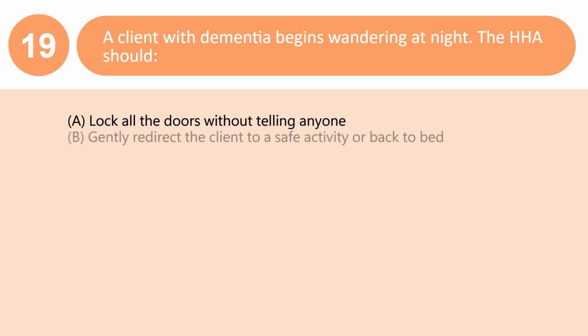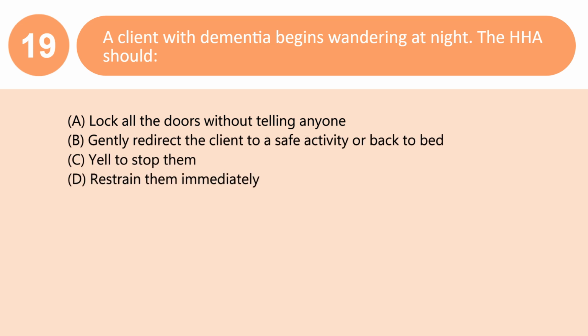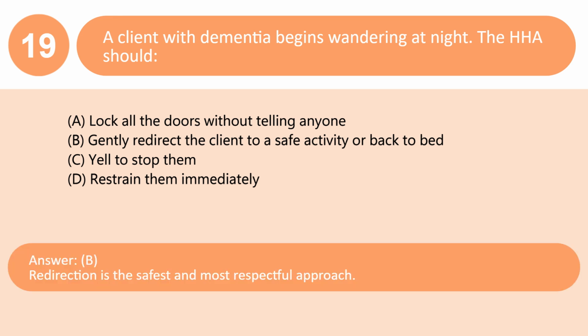A client with dementia begins wandering at night. The HHA should A. Lock all the doors without telling anyone. B. Gently redirect the client to a safe activity or back to bed. C. Yell to stop them. D. Restrain them immediately. Answer B. Redirection is the safest and most respectful approach.